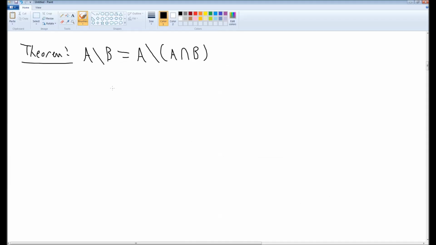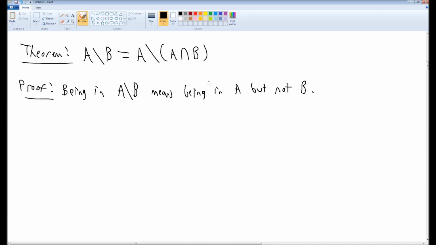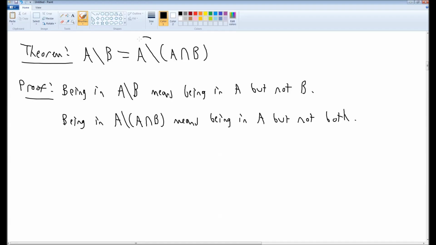Here's another easy theorem. Being in this guy is just the same as saying you're in A, but you're not in B. Being in this guy is the same as saying that you're in A, but you're not in the intersection. In other words, you're in A, but you're not in both A and B. Well, being in A, but not in both is the same as saying you're in A, but not in B. Since they're logically equivalent, the sets must be equal.